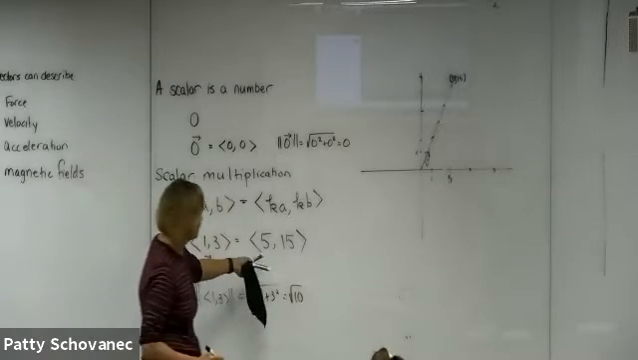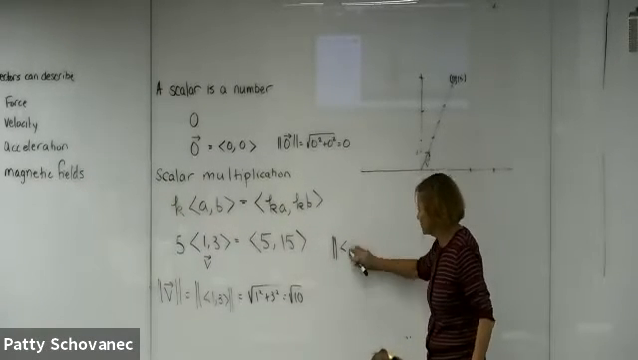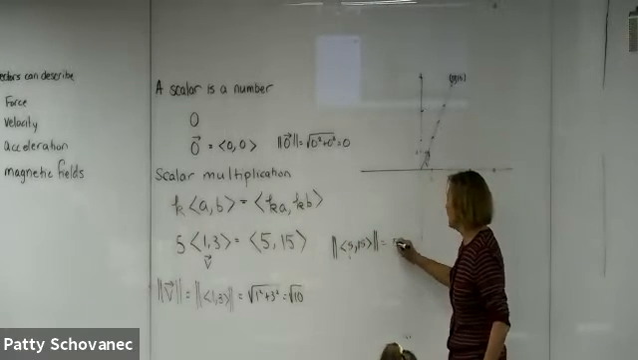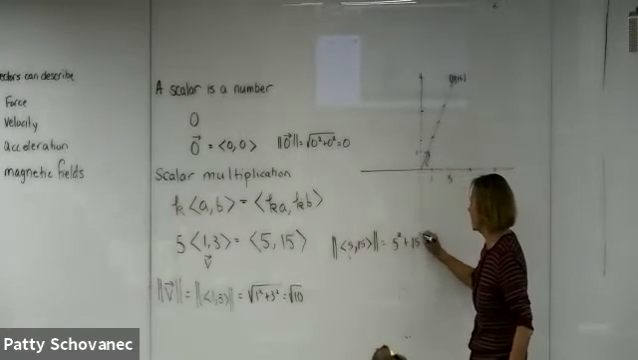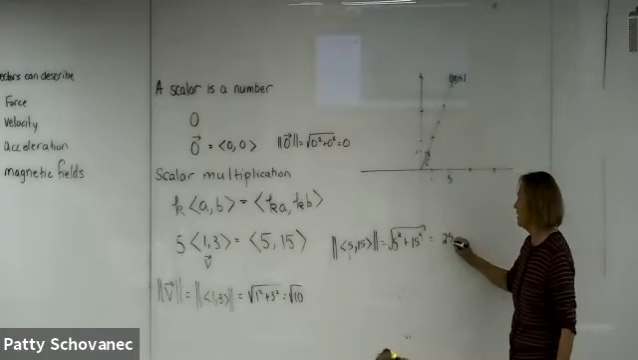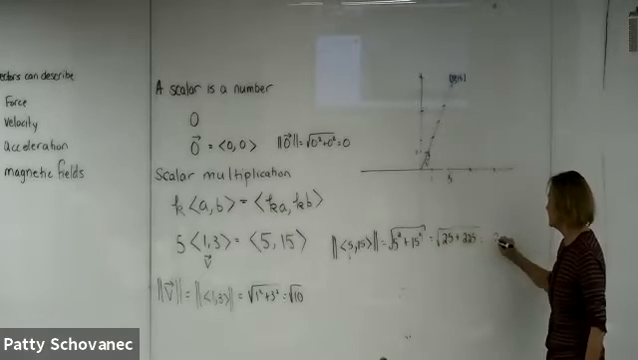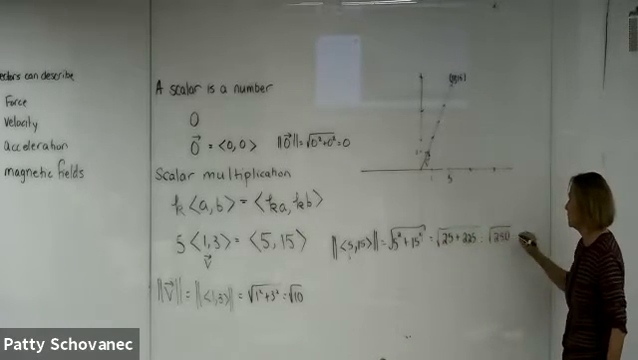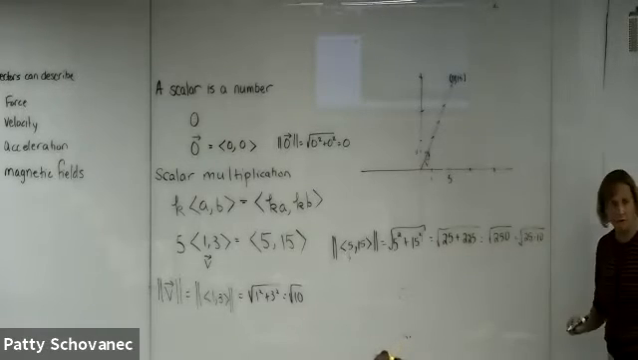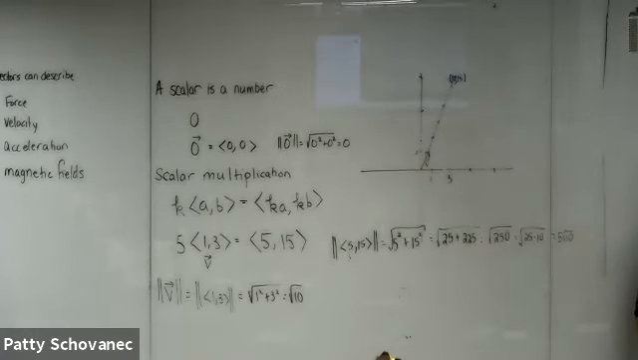So let's compare it to the magnitude of this one. Magnitude of 5, 15 would be 5 squared plus 15 squared under here. So that's 25 plus 225 or 250, which is 25 times 10. And the square root of 25 is 5. So it is a vector exactly 5 times as long.